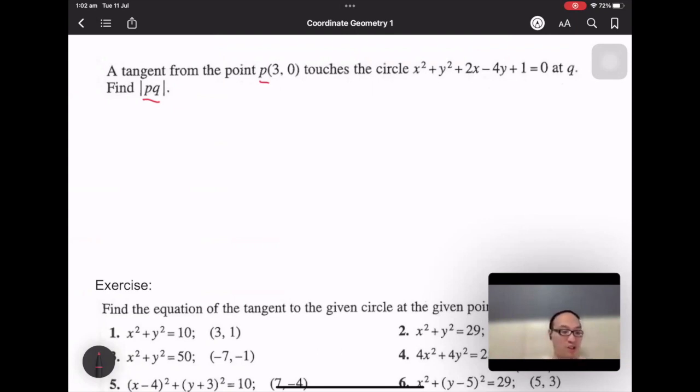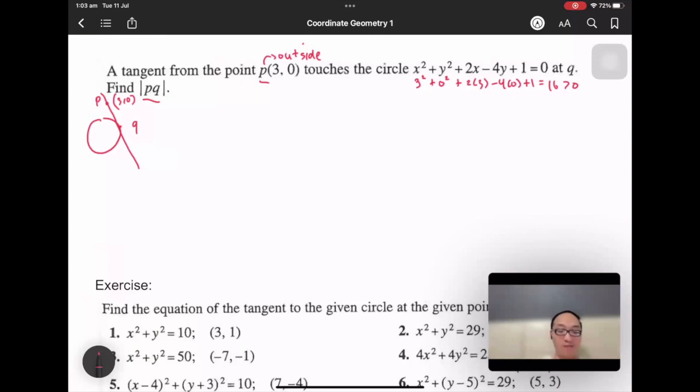Okay, how do we check? So replace the coordinates: 3 square, 0 square, 2 times 3 minus 4 times 0 plus 1 equals to 16. So this is greater than 0. So P is outside the circle. So this is Q, and this is P. So P is 3, 0.